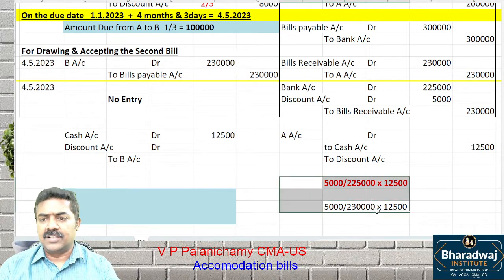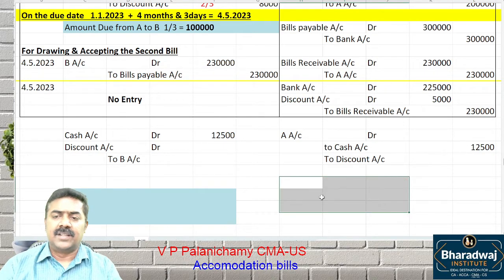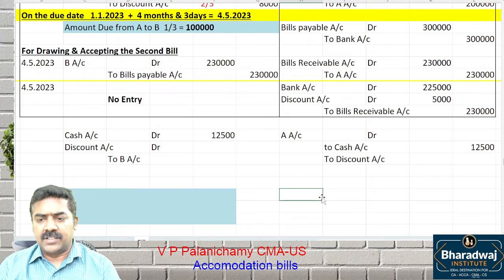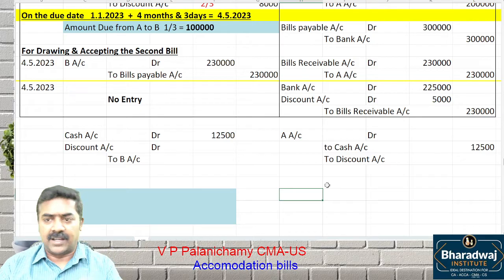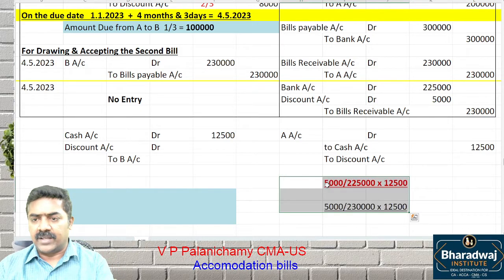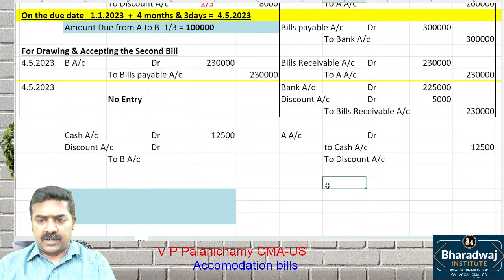Okay, this is not the correct approach. Wait for it. The first answer which we got is the correct answer. I hope somebody said 2,500 rupees, right? That is the correct answer. Very good thinking. Wait.